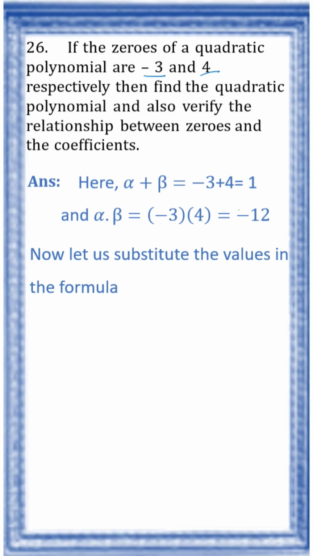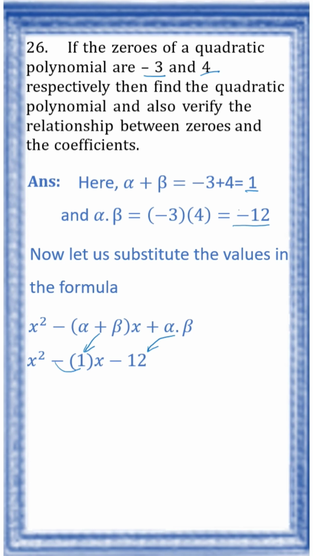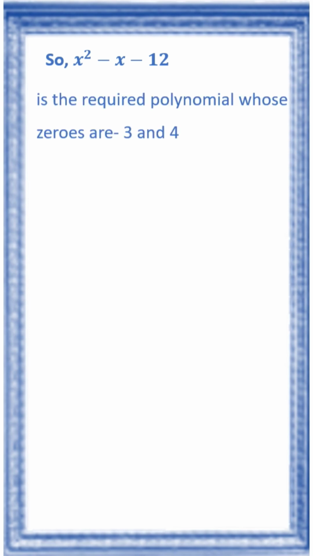Now let us substitute the values in the formula. Formula, you already know it. You have to write it, which carries marks. X square minus alpha plus beta into x plus alpha into beta. Now let us substitute the values. Alpha plus beta is 1, so we put the value 1 here. Alpha into beta is negative 12. So now solve. Negative into 1, that is negative 1. So it implies that x square minus x minus 12 is the required polynomial whose zeros are negative 3 and 4.